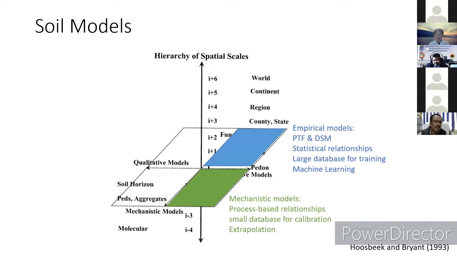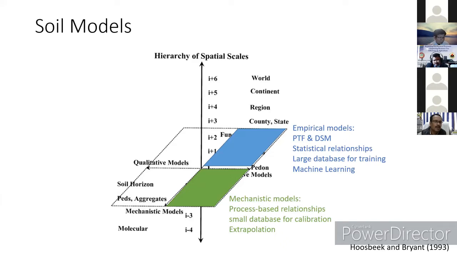In this presentation, I'll touch on two models. One is empirical models, mainly pedotransfer functions and digital soil mapping. Pedotransfer functions link one soil property to other properties, usually ones that are more difficult to measure, such as hydraulic properties, water retention, and hydraulic conductivity. And in digital soil mapping, we try to map these variables that we are interested in across space. This is all based on statistical relationships.